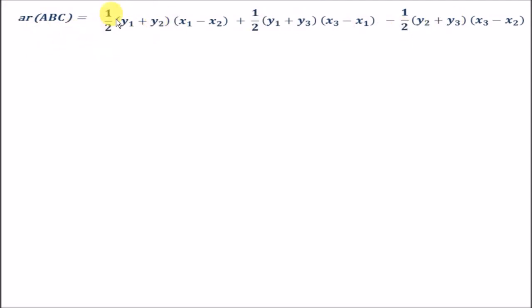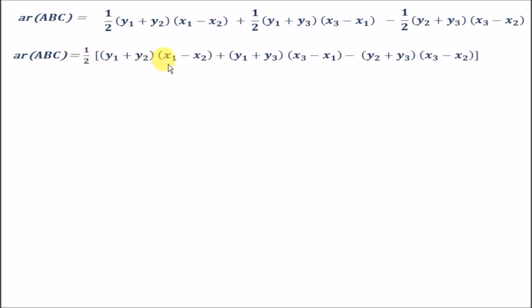As we have half common in all three expressions, we can take half common. So on taking half common, we will have y1 plus y2 into x1 minus x2 from the first expression, plus y1 plus y3 into x3 minus x1 from the second, and minus y2 plus y3 into x3 minus x2 from the third expression. So now let's solve the quantities that are there inside the square bracket.